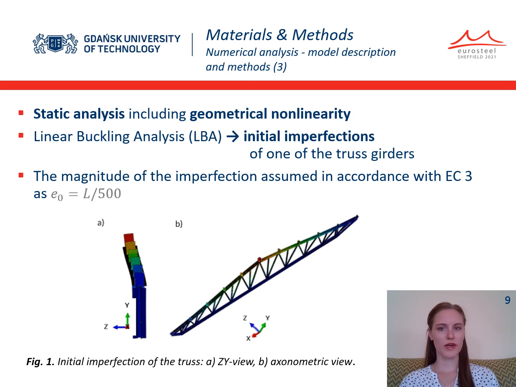In order to create structural geometry with an initial imperfection, the linear buckling analysis was performed. The buckling mode was exported from the results. Next, the mesh with the imperfection was imported to the target model in order to perform static analysis including geometrical nonlinearity. The magnitude of the imperfection was assumed equal to the value from the Eurocode procedure.